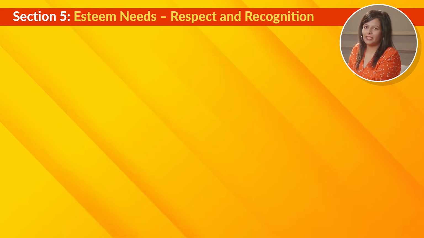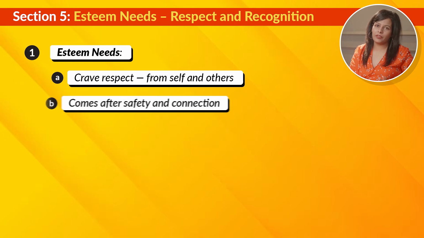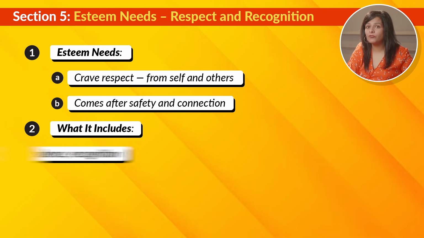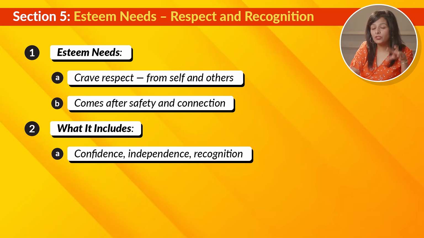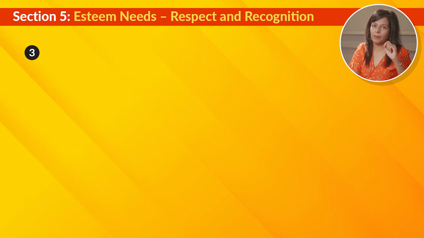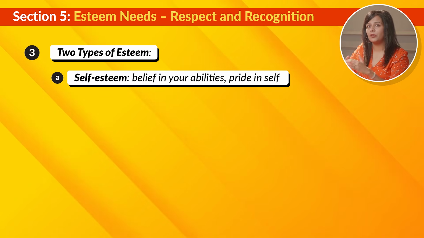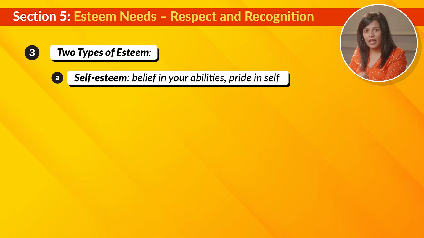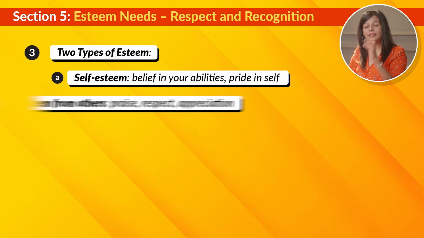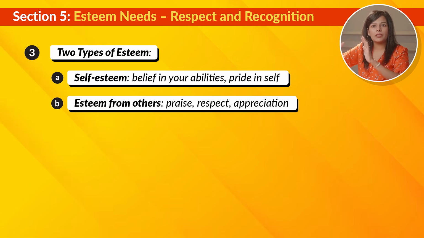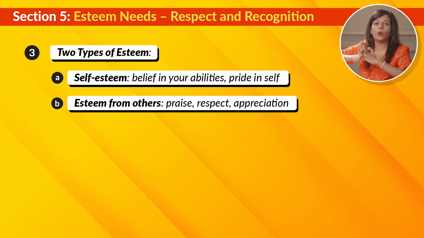Then we arrive at esteem needs. After we feel physically safe and emotionally connected, the next thing we crave is respect from others and from ourselves. This includes things like confidence, independence, recognition, and the feeling that we matter. Maslow explained that esteem has two parts. The first is self-esteem, which means believing in your own abilities and feeling proud of yourself. The second is esteem from others, getting recognition, appreciation, praise, or respect from society, family, or peers.